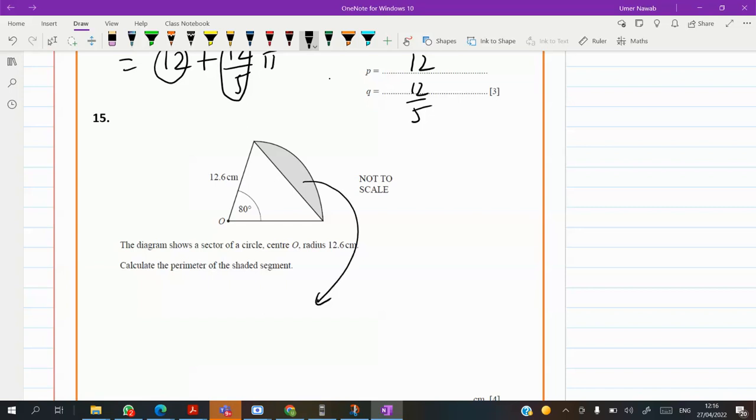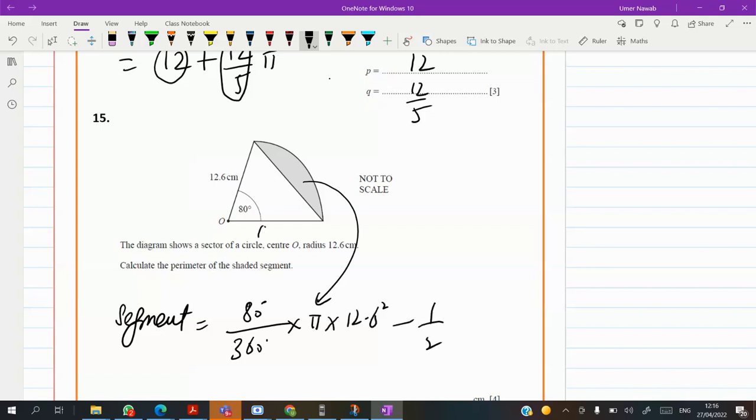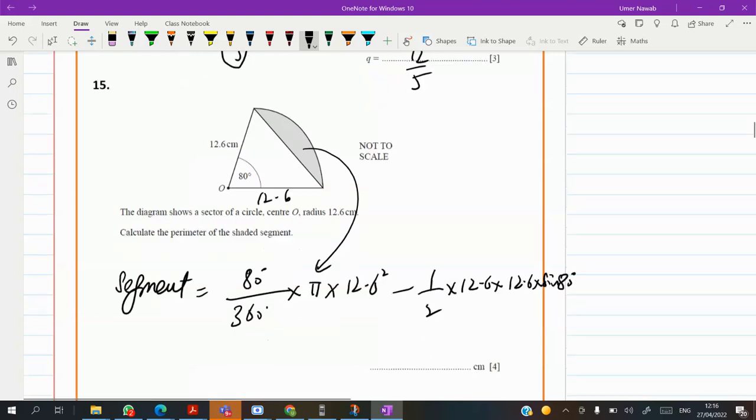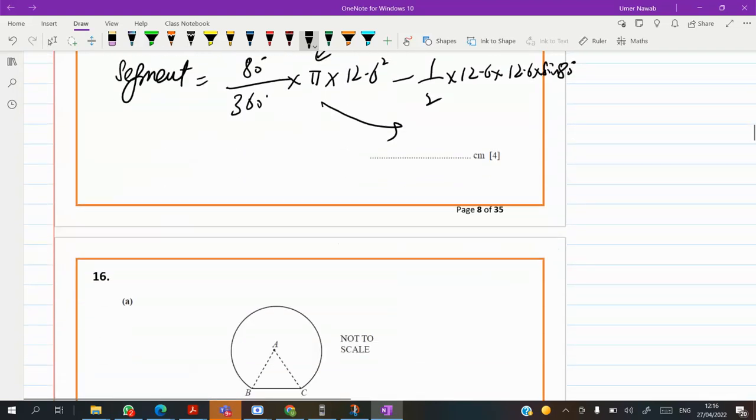Next, we want to find the shaded segment. So that shaded segment is sector, 80 over 360 times pi times 12.6 squared, minus the triangle. This is also 12.6. So half times 12.6 times 12.6 times sine of 80 degrees. Whatever the answer comes to, you write it over here.